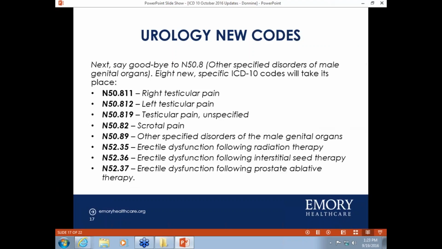And then this is the next code we're going to say goodbye to, N50.8, other specified disorders of the male genital organs. We have left and right testicular pain. Believe it or not, we didn't have those codes. Unspecified scrotal pain, other specified disorders of the male genital organs, erectile dysfunction following radiation therapy, erectile dysfunction following interstitial seed therapy, and erectile dysfunction following prostate ablative therapy.